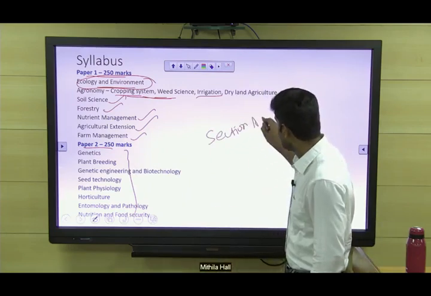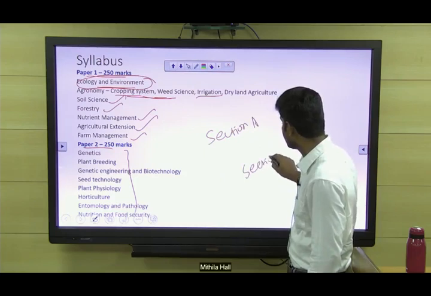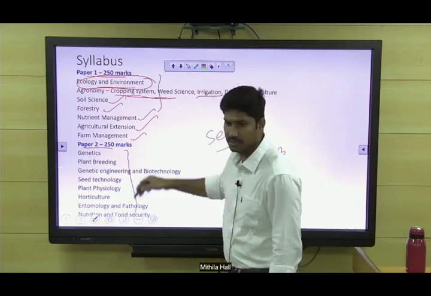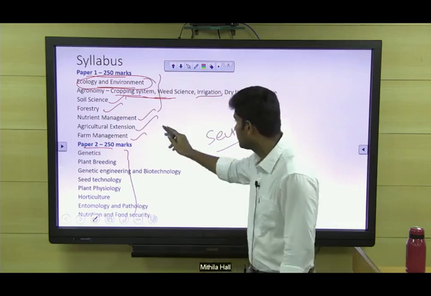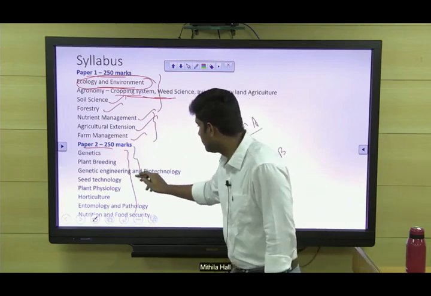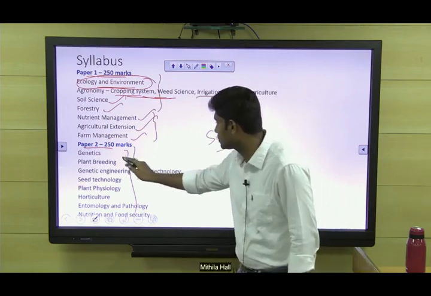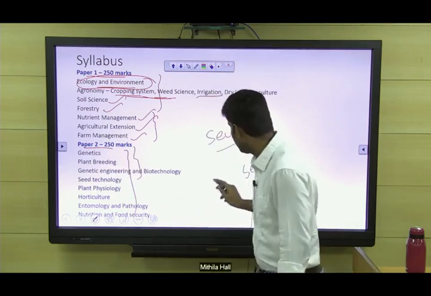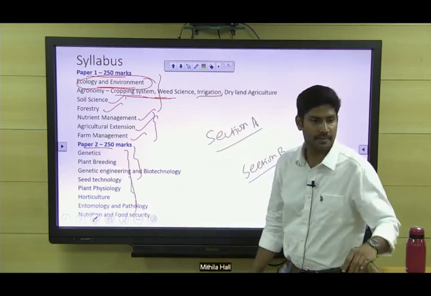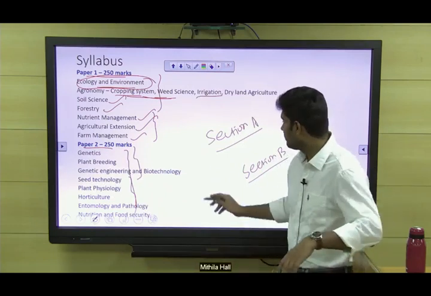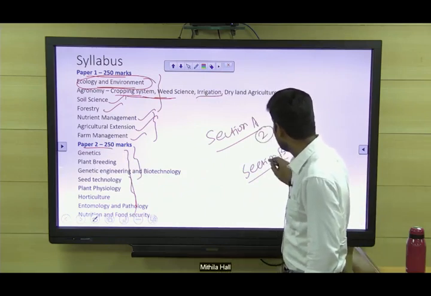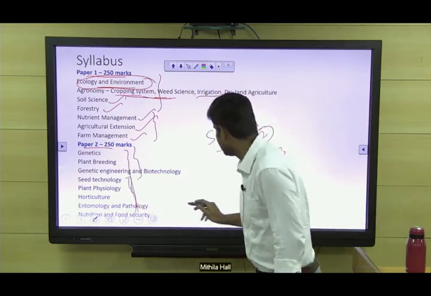Section A and Section B questions are mostly from particular topics. In Paper 1, Section A asks questions from the first 4 topics, and Section B from the remaining 4. Similarly in Paper 2, Section A questions come from one area and Section B from another. Here we could skip one part, attempting only 2 questions from Section A and the maximum from Section B.